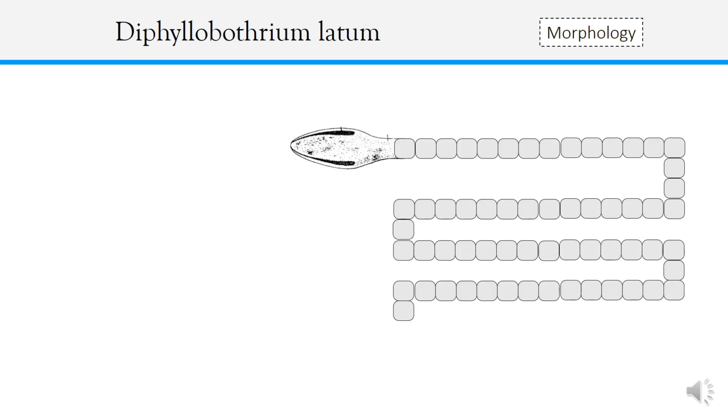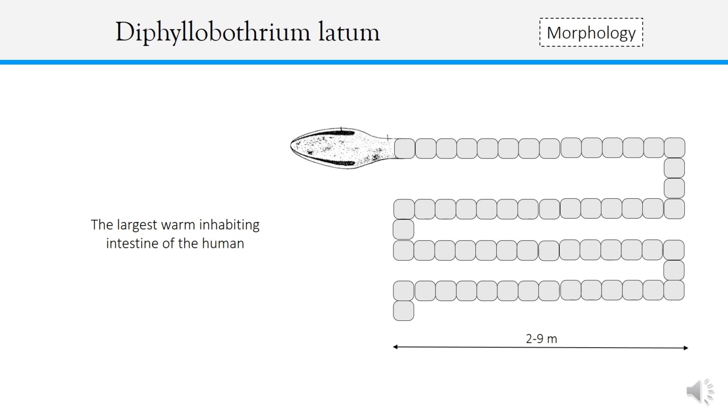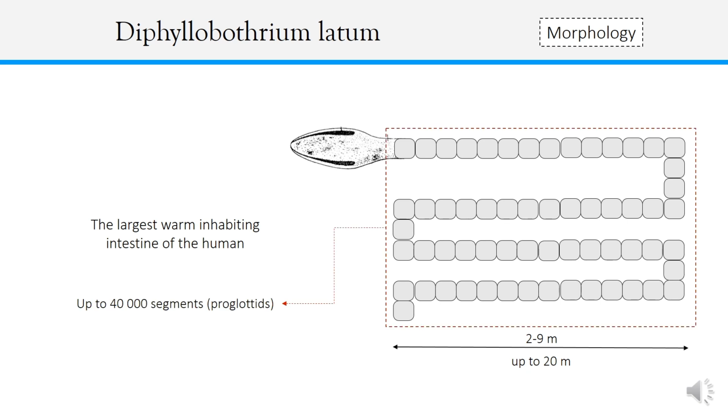So let's look at this parasite. Morphology: it looks approximately like this, and this is the largest worm inhabiting the intestine of the human. It may reach up to 9 meters in length, or even up to 20 meters in some extreme cases. This parasite, being so long, may have up to 40,000 segments or proglottids.